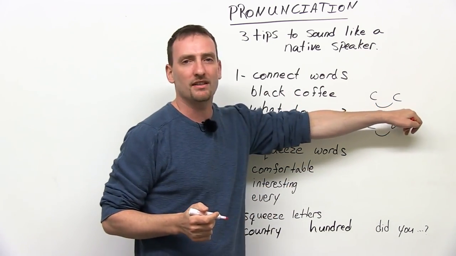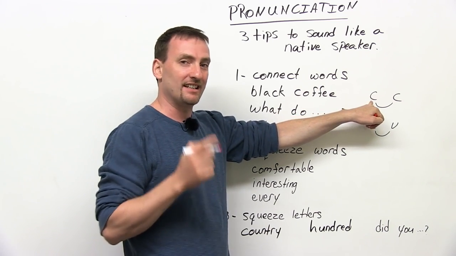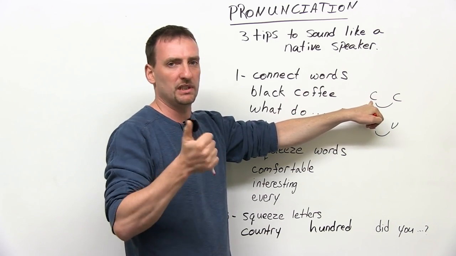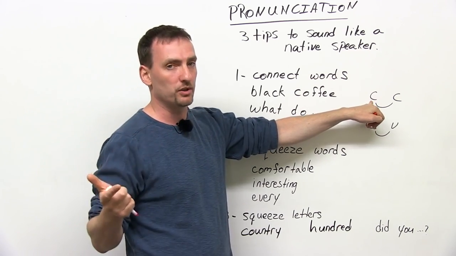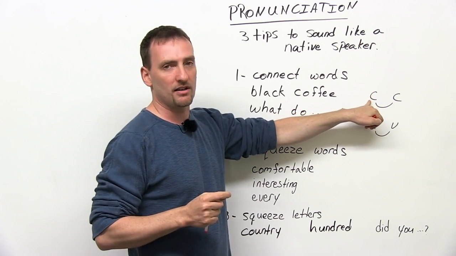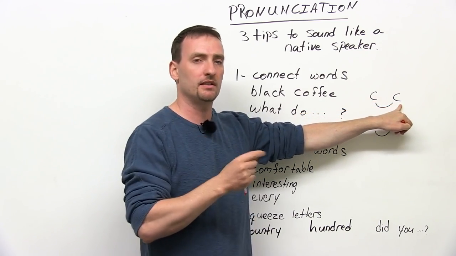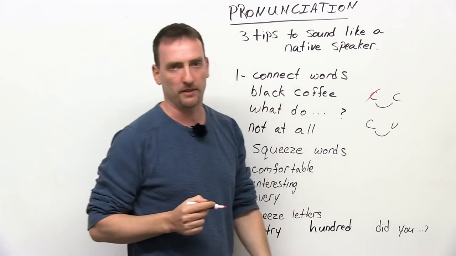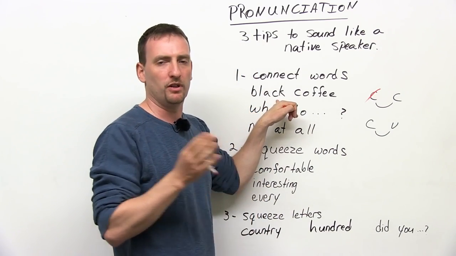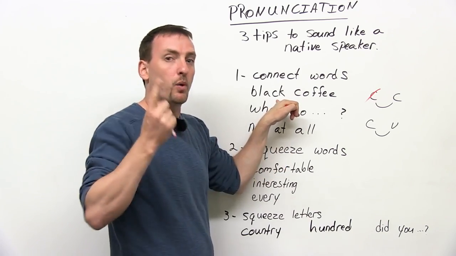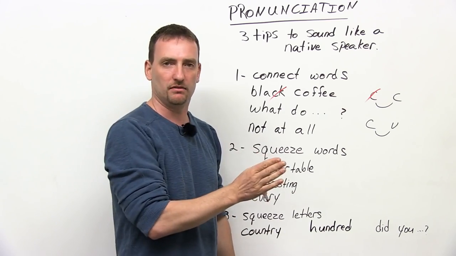You can connect consonants to consonants. What this means, when a word ends in a consonant, B, C, D, F, G, etc. A vowel is A, E, I, O, U. When a word ends in a consonant and the next word begins with the same consonant, drop the first one. So for example, we do not say black coffee. We don't say K. There's only one K. Black coffee. Black coffee. Okay?